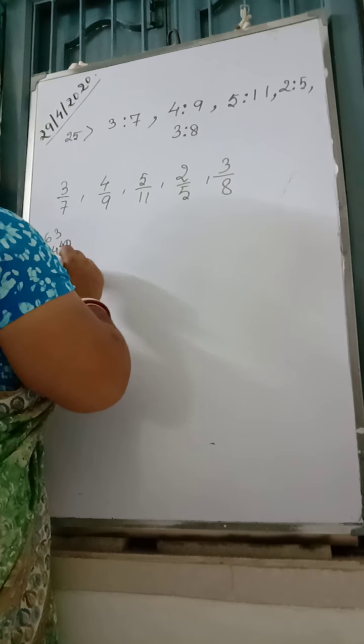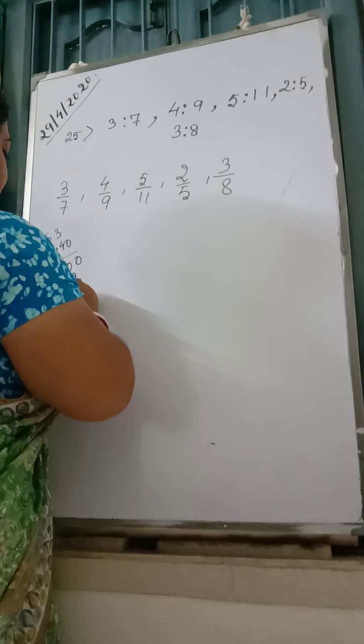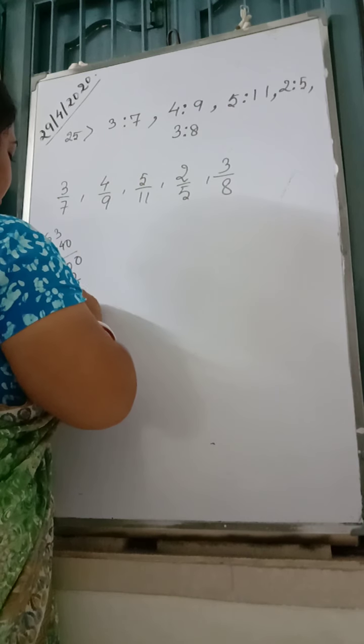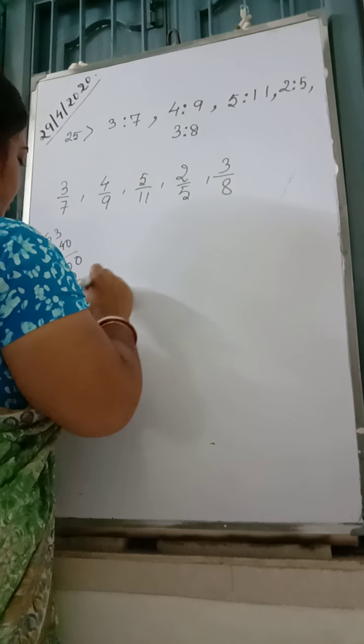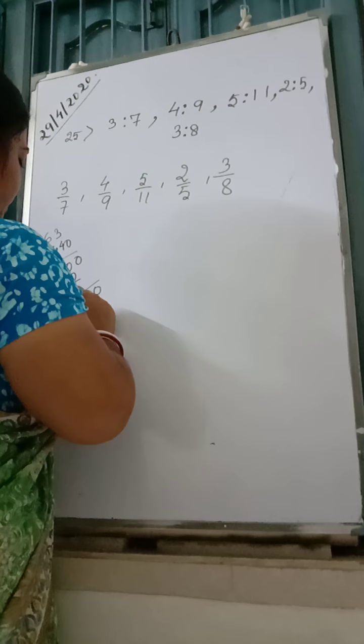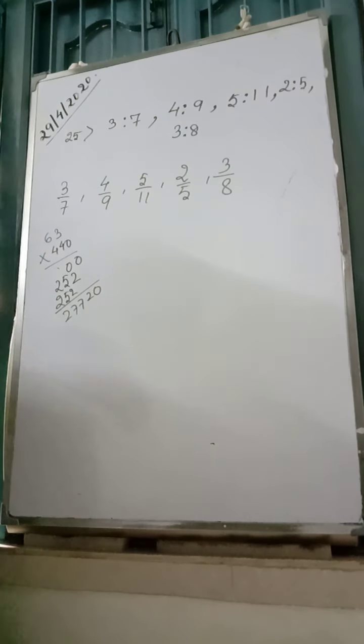0, 0, 4 3s are 12, 4 6s are 24 and 1, 25. 0, 2, 7, 7, 2.